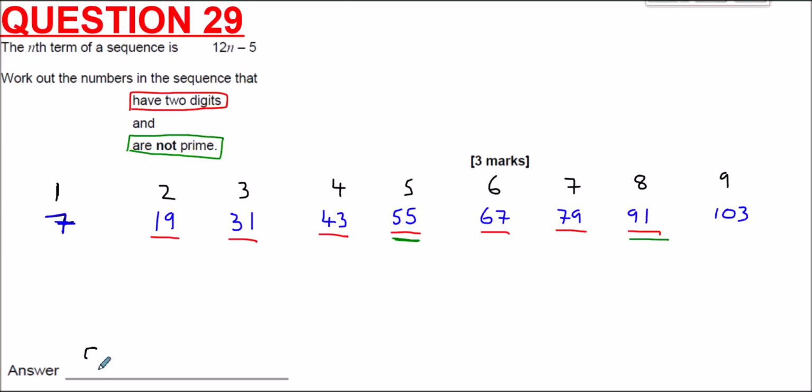And so that's the numbers we need to write down here, 55 and 91.